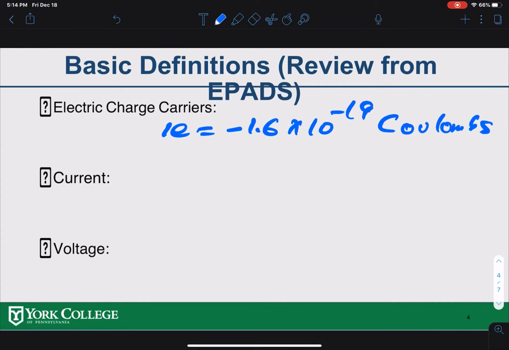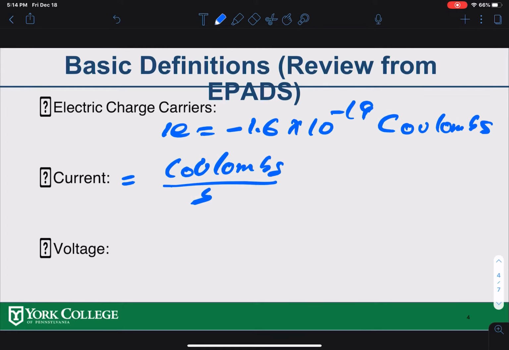And what is the current? Current is the rate of flow of charges at a particular point. So if you look at a particular point of a conductor and see how many charges pass through that point per unit time, that is the current. So current is basically coulombs over seconds. So that's your current.